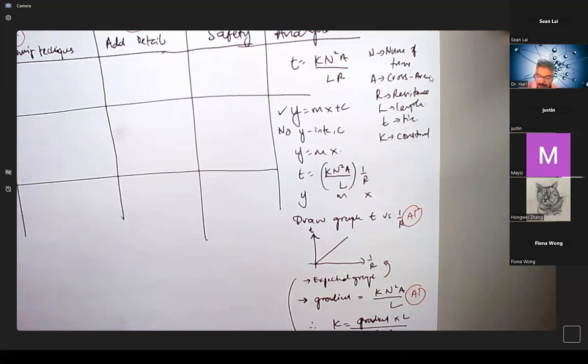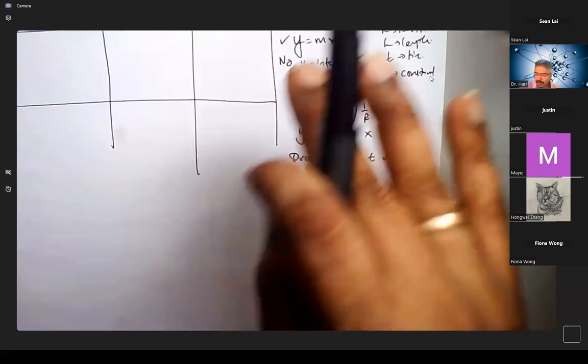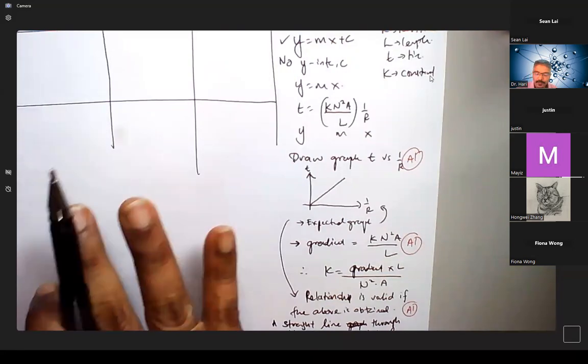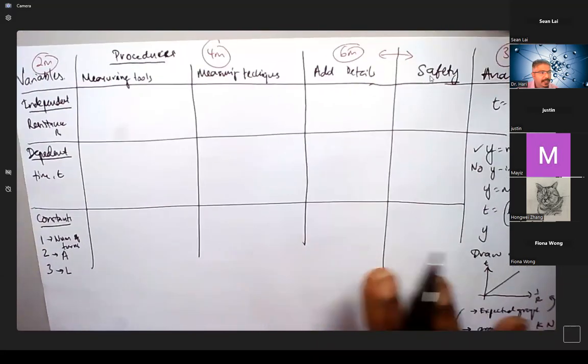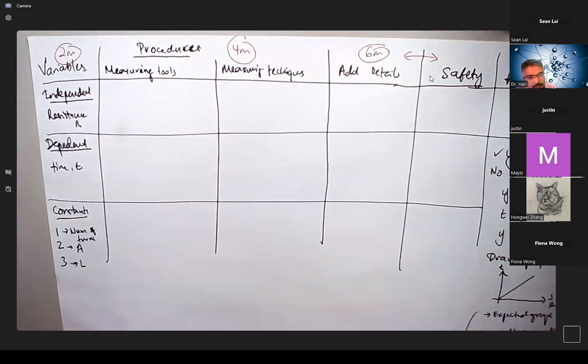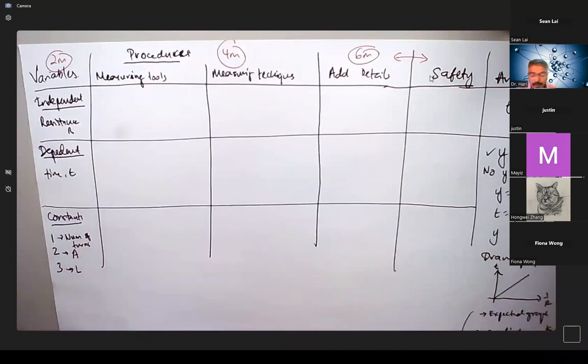So this is the reason why I asked you to do the analysis, something that most of you can do. And of the papers I marked, I would say 85% of the students can do all this and score. With that, you have identified the independent, dependent, and constants. This is where you score marks.